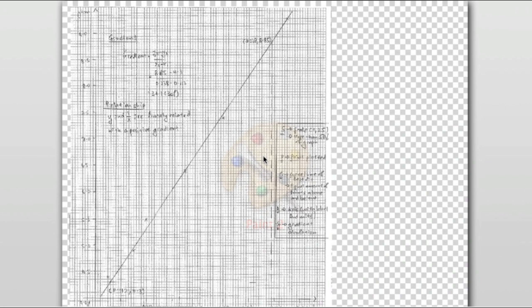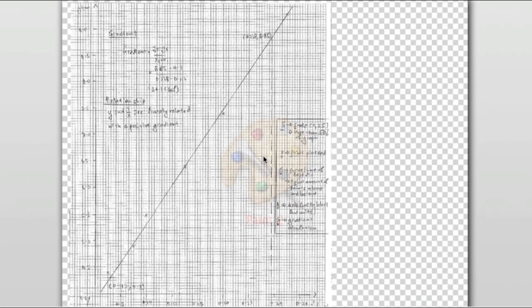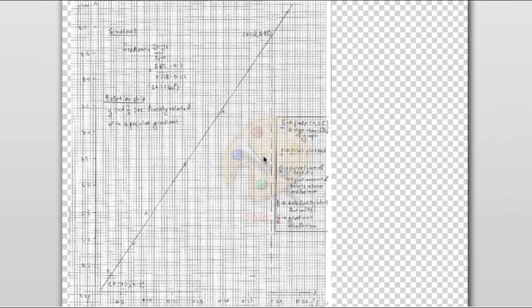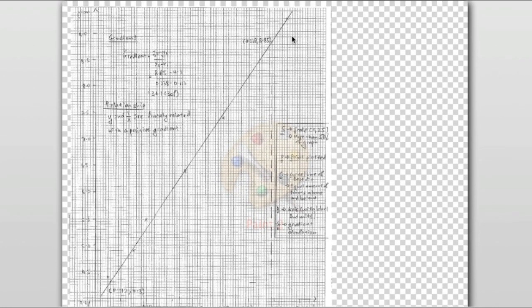Hey guys, I finished drawing my graph. So this is what my graph looks like. Alright, so just a few other points for you to take note. One is that all your points, you should plot them using an X. Make sure it's not too small, make sure it's not too big, about this size is alright.